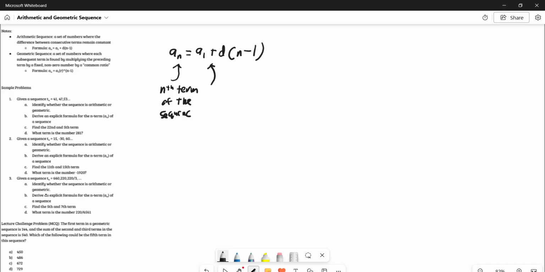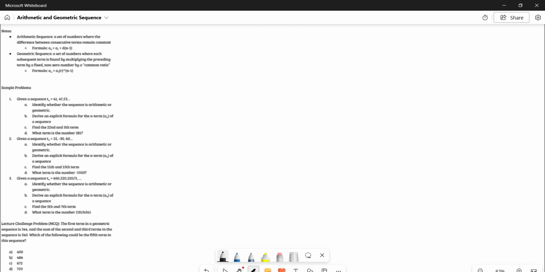A sub 1 is going to be the first term of the sequence. D is going to be the difference. And then n is the term number. So that makes sense, right?